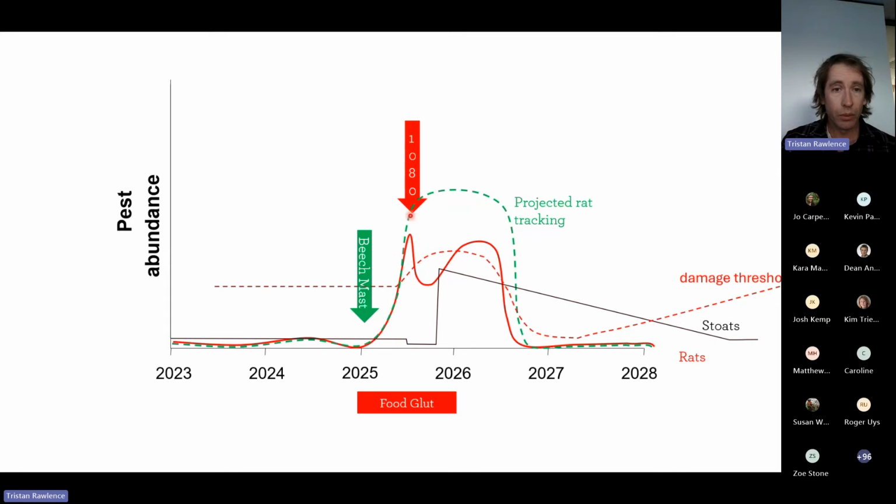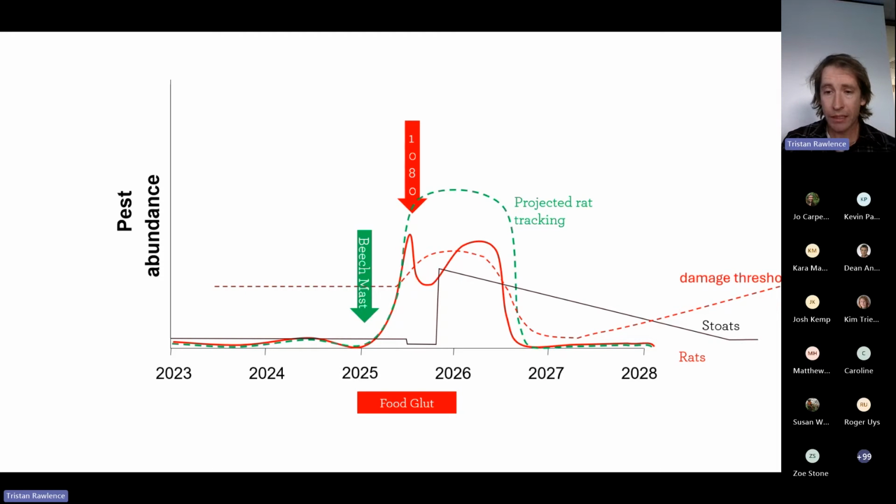What we used to do was a 1080 operation in the spring of the mast year, which is about here, just before rats peaked. The idea was that we would get predator suppression in just before all the birds nested. When those operations didn't go so well, not only did we get a poor rat kill where we didn't reduce the rat abundance that low, there was also still quite a bit of seed around. So rats could rebound, and they generally did that in time for the stoats to still have a fairly good litter size. That's where we were working up until 2021.